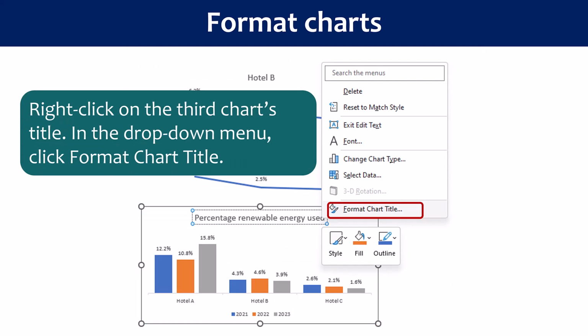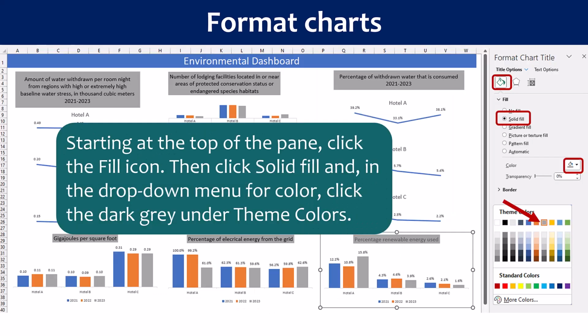Now right-click on the third chart's title. In the drop-down menu, click Format Chart Title. The Format Chart Title pane will open on the right side of your screen.